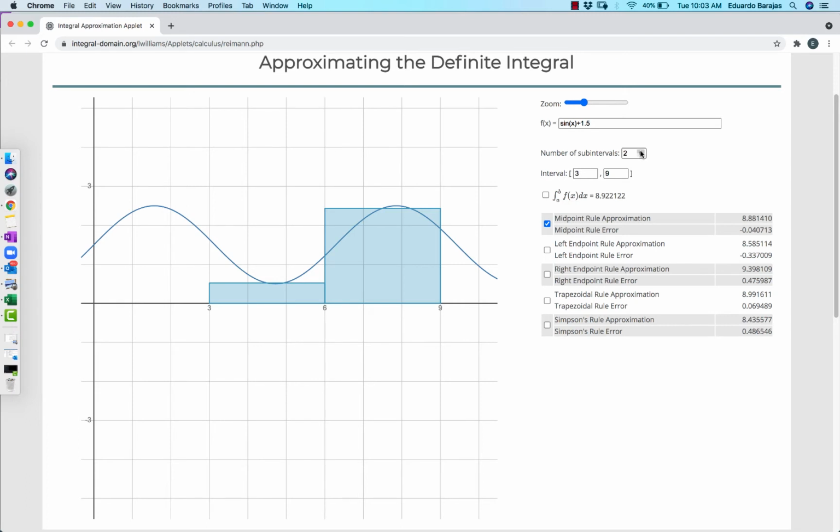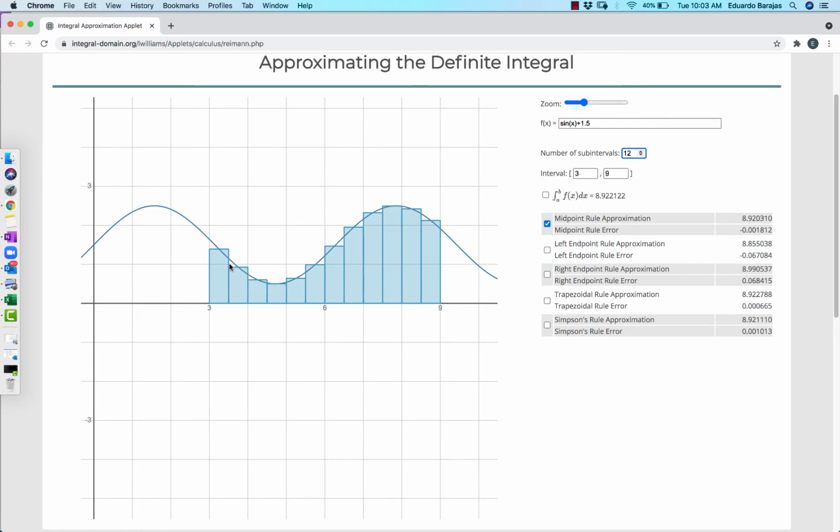But then if we go to 3 rectangles, that looks a little bit better. And then 4 rectangles looks a little nicer, and so on and so forth. So the more rectangles I do, the better the approximation. So right here at 12 rectangles, that's a pretty nice approximation of the area between 3 and 9. Of course, we can still see that it's not very precise.